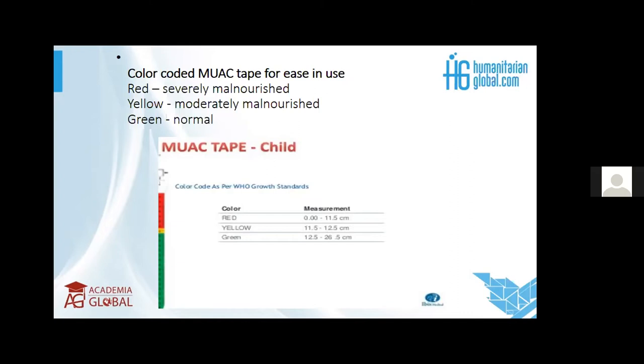malnourished. And then the yellow is from 11.5 centimeters to 12.5 centimeters, and that means moderately acute malnutrition. And the green part starts from 12.5 centimeters going onwards. That means there is no malnutrition. The child is normal. So for ease of use, quality MUAC tapes have been color-coded to help the practitioner categorize the child very easily.